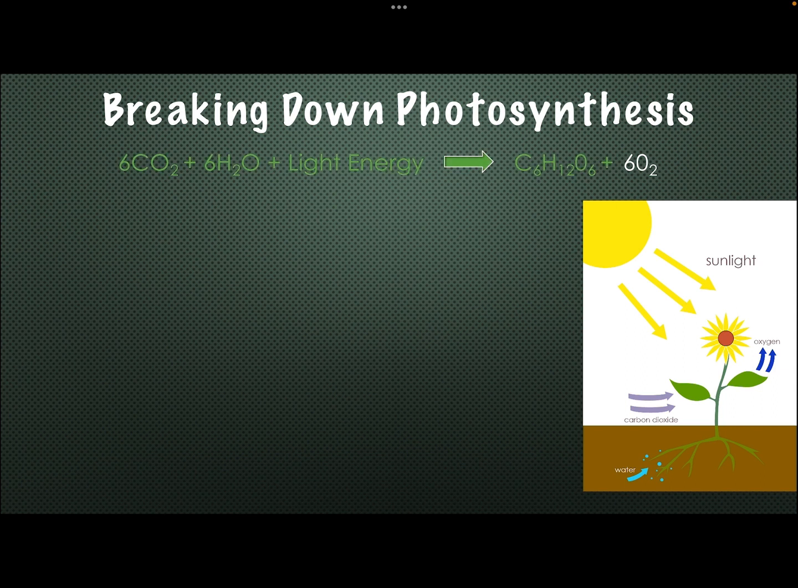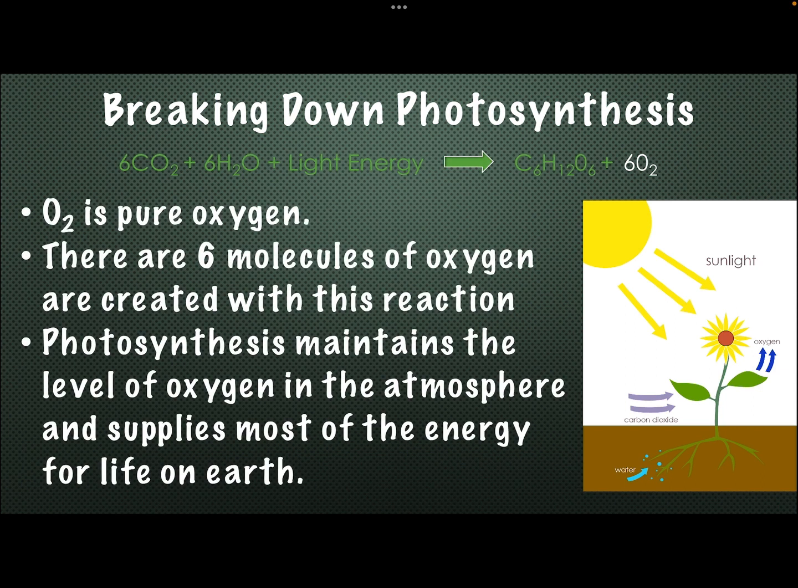Next, we're going to look at that 6 O2. O2 is pure oxygen. There are 6 molecules of oxygen that are created with this reaction. Photosynthesis maintains the level of oxygen in the atmosphere and supplies most of the energy for life on Earth. If we look at humans, again, this is where our relationship comes in. Humans need oxygen from the plants, and plants need carbon dioxide from the other organisms. So there is a symbiotic relationship here.